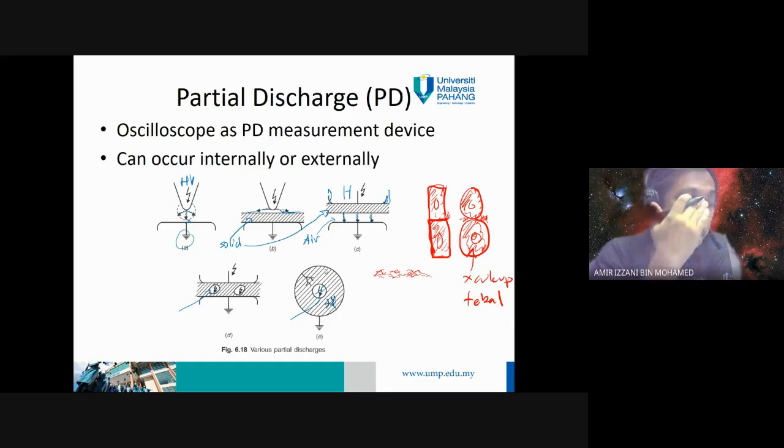Of course, you can hear it. You can hear the partial discharge sound, like a hissing sound. If you go near a substation, you can hear that sound. That is the sound of partial discharge. And because it releases sound, we can also measure it acoustically through a sound device, simply a microphone.